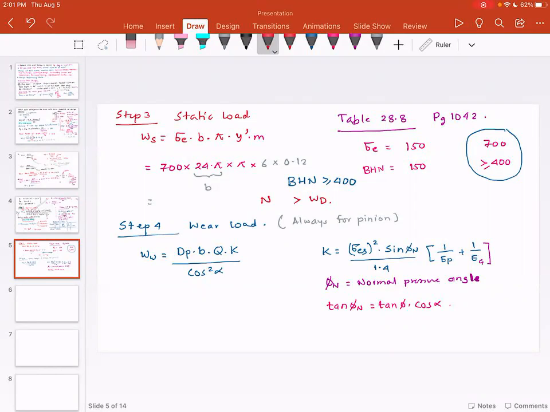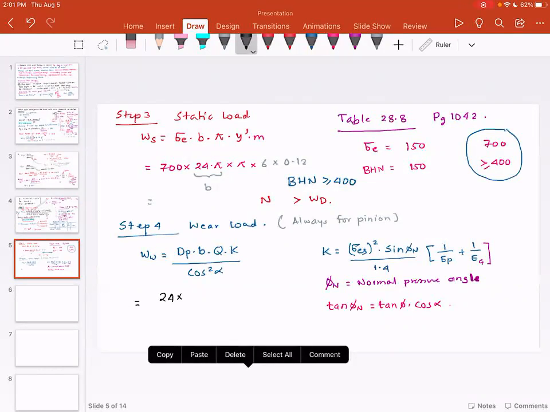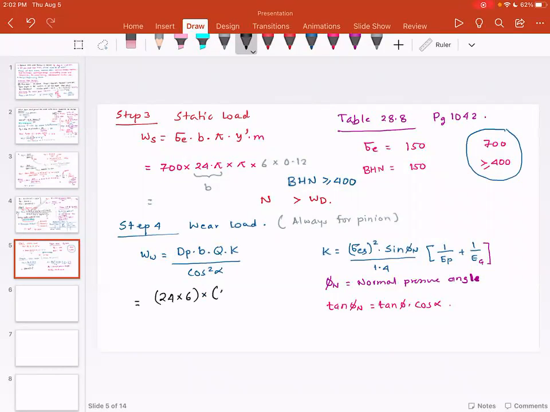Next part is finding the wear load. And same thing, in case of the wear load, we have to find out the diameter of the pinion. So let me start step by step. So diameter of the pinion is number of teeth, 24, multiplied by the module, multiplied by the face width. The face width is pi times 6 times 4.